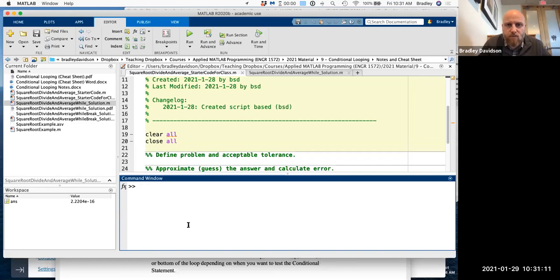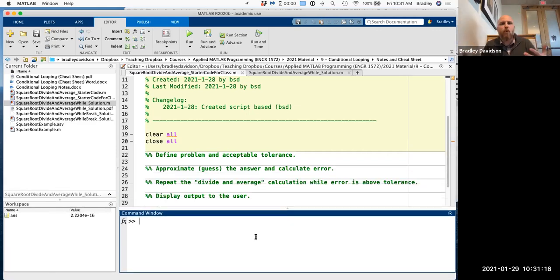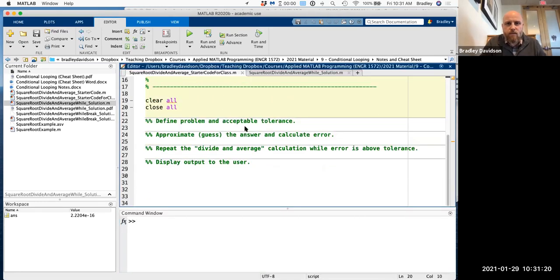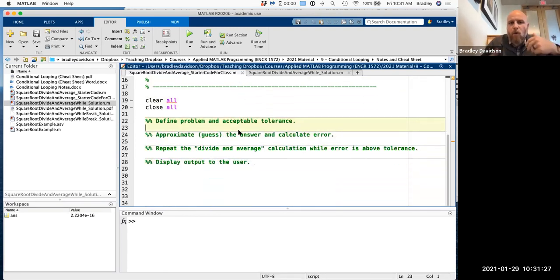Sorry for the technical difficulties. So let's program this. Let's actually get into a while loop and figure this out. So pull open your code. I've already put some pseudocode in here so that we can just do this together.